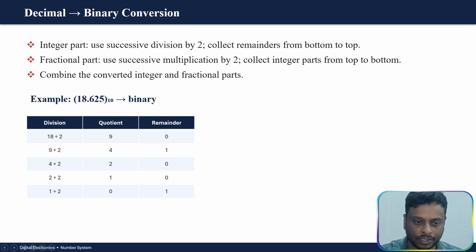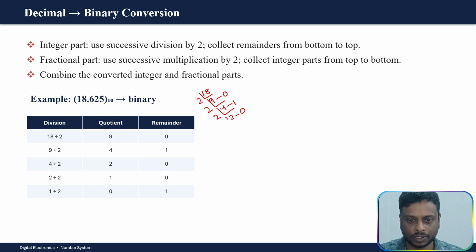You can also write it in this way. 18 divided by 2, the quotient is 9 and the remainder is 0. Similarly 2, 4, the remainder is 1. Then 2, 2, the remainder is 0. Likewise 2, 1, the remainder is 0. So you collect these values from bottom to top. Bottom to top means this way. So it will be 1, 0, 0, 1, 0.